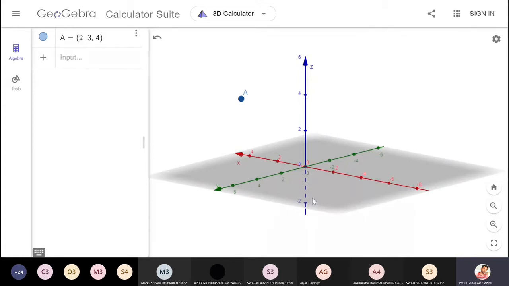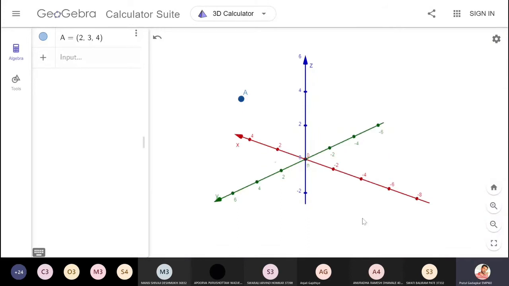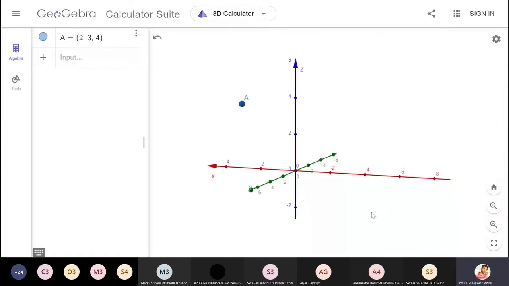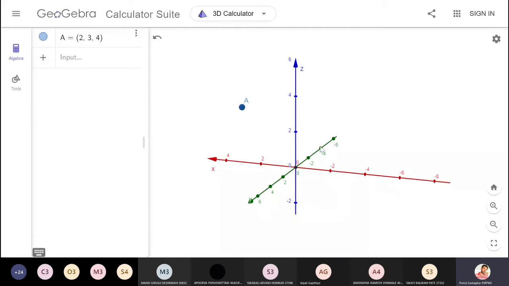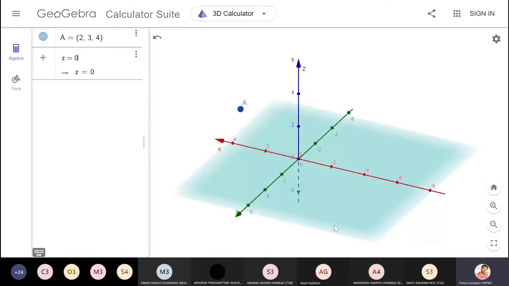Now I will remove this plane. The xy plane has now vanished, and you will just see the three coordinate axes and the plotted point. This is how the point looks. All of us know the equation of the xy plane. What is the equation of the xy plane? It is given by z equal to 0. That will give you the xy plane.